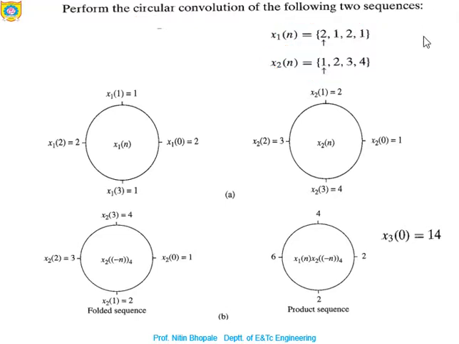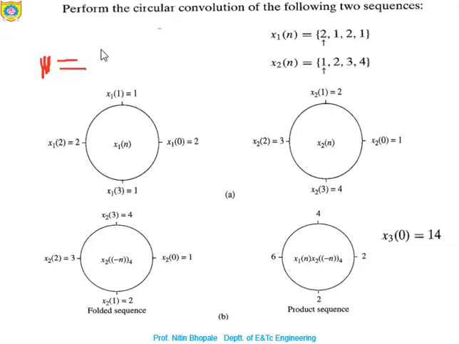So let's proceed. We have x1 of n and x2 of n. With reference to the formula which we have seen for the circular convolution, x3 of m is equal to the circular convolution between x1 and x2. For that, x1 will be kept as it is, since it is x1 of n, and we are just varying x2 of n. So when x3 of 0 is to be calculated, m equal to 0.